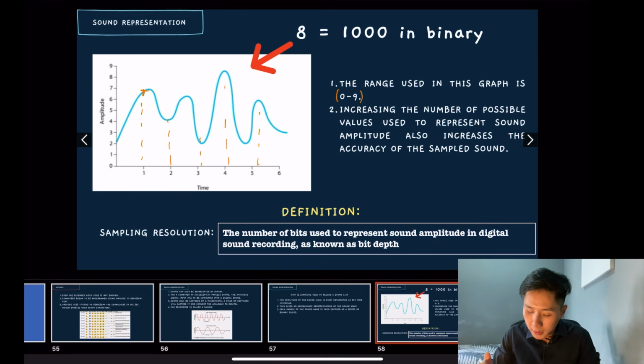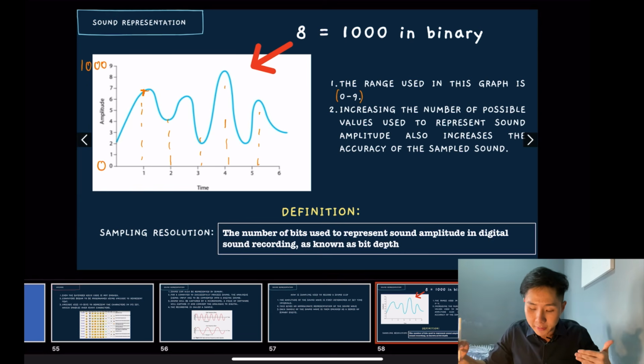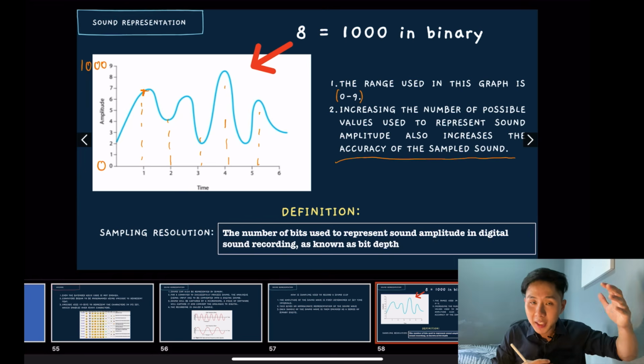In point number 2, they said that if we were to increase the number of possible values used, so instead of 0 to 9, if I were to increase this to 0 to 1000, which means I elongate the range, this will increase the accuracy of the sample sound because the range is bigger now. But everything comes at a cost. If I were to increase the range, this means that the number of bits used to represent this sound will have to be increased. So this is called the sampling resolution, which is the number of bits here.